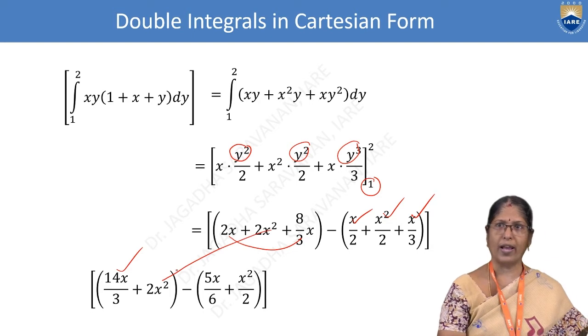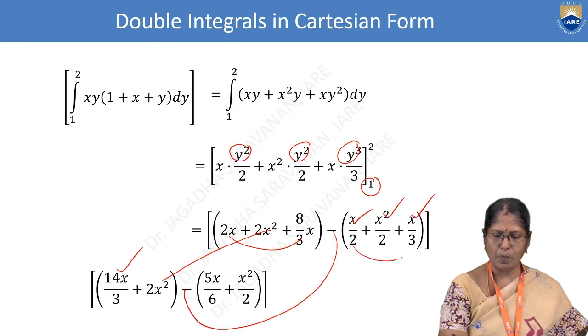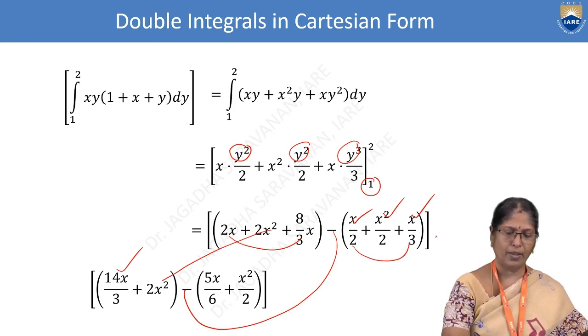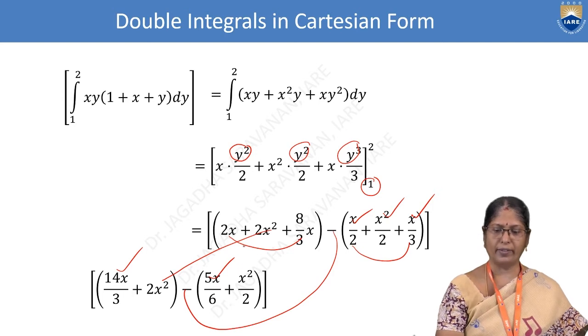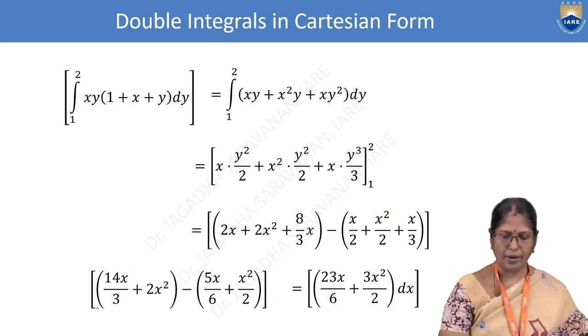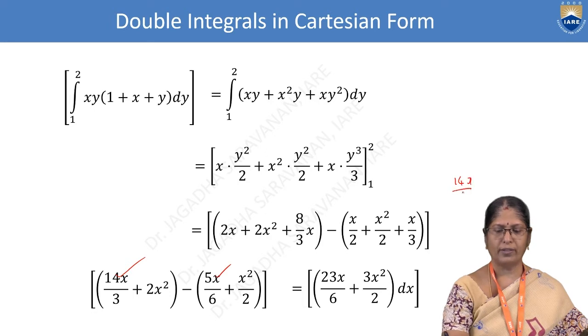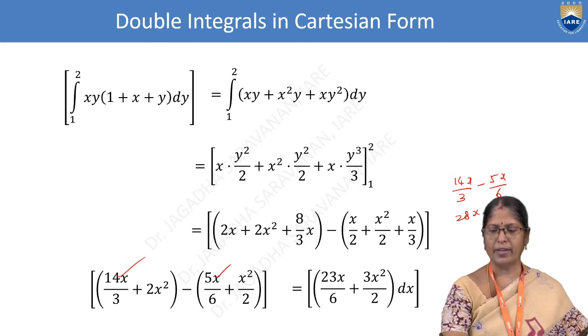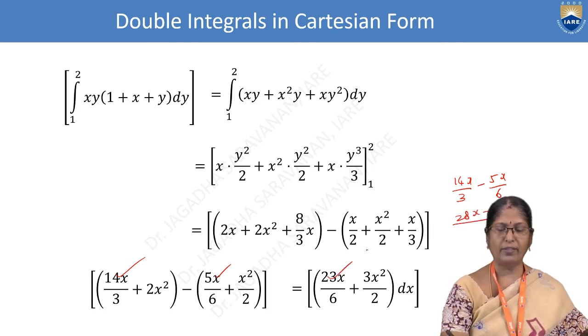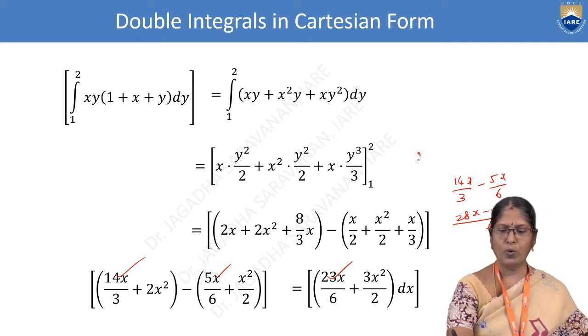This 2x square as it is. This minus is as it is. x by 2 plus x by 3, taking LCM, we got 5x by 6. This x square by 2 is written as it is. Now, 14x by 3 minus 5x by 6, taking LCM, it has become 23x by 6. It is written. This is 2x square minus x square by 2.